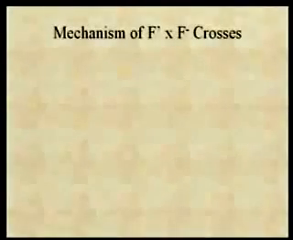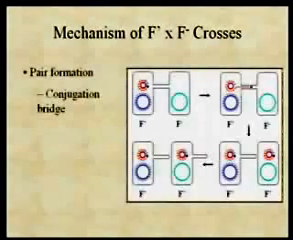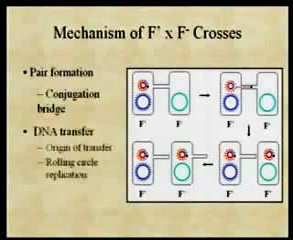All right. The next type of cross, F prime by F minus crosses. Again, conjugation bridge formation, DNA transfer, again, the same mechanism, rolling circle replication, but now we've got the F factor is autonomous again. And so it gets transferred into the recipient. Since this is a small piece of DNA, relatively speaking, compared to the chromosome, obviously it gets transferred pretty rapidly, and eventually the mating pairs are disrupted.